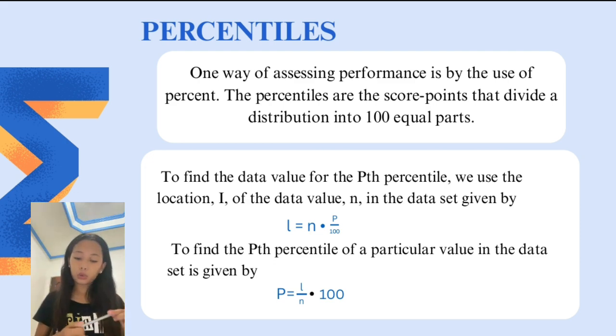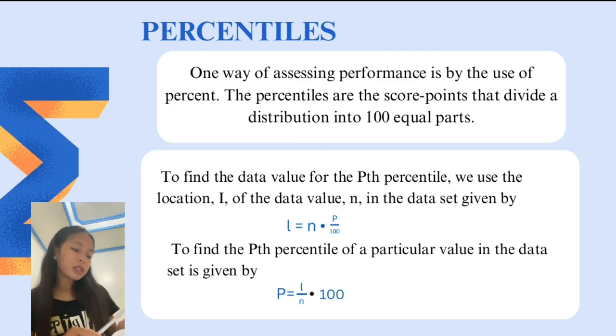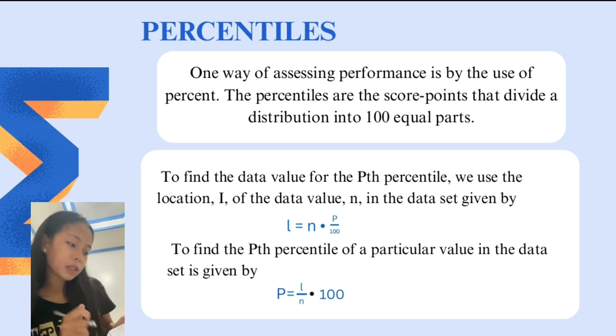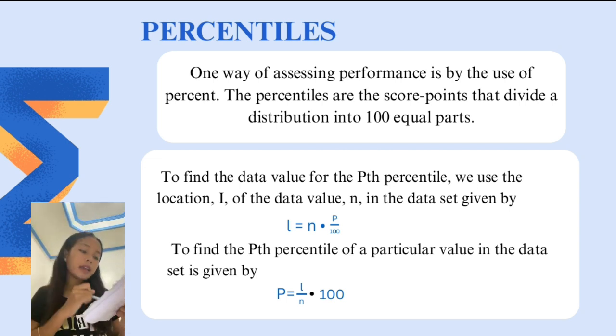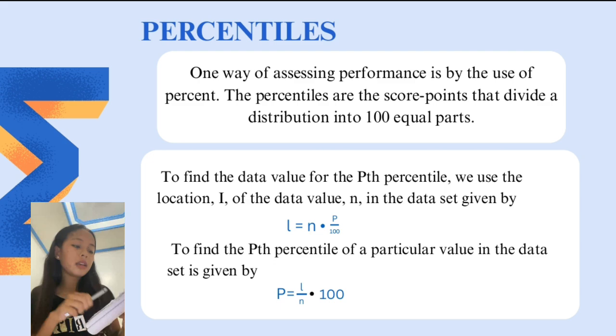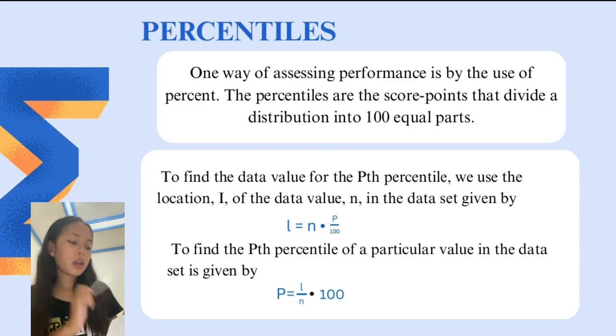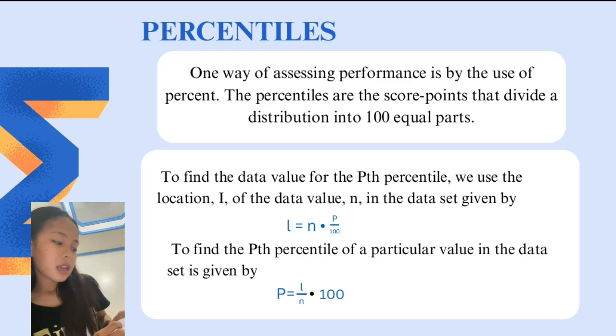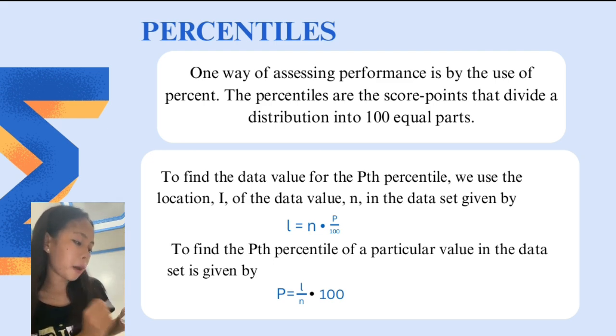Number 2, finding the percentile from a given location I. P equal I over n asterisk 100, where P is the percentile, I is the location of the data point, and n is the total number of data points.